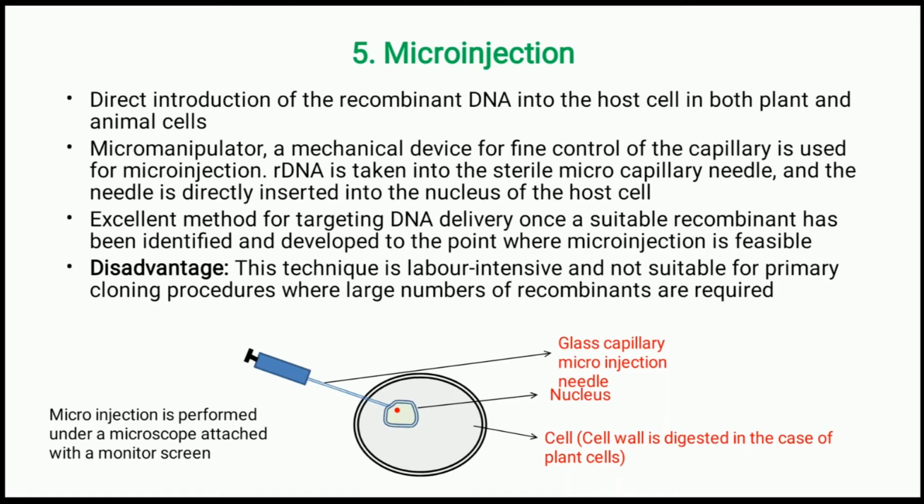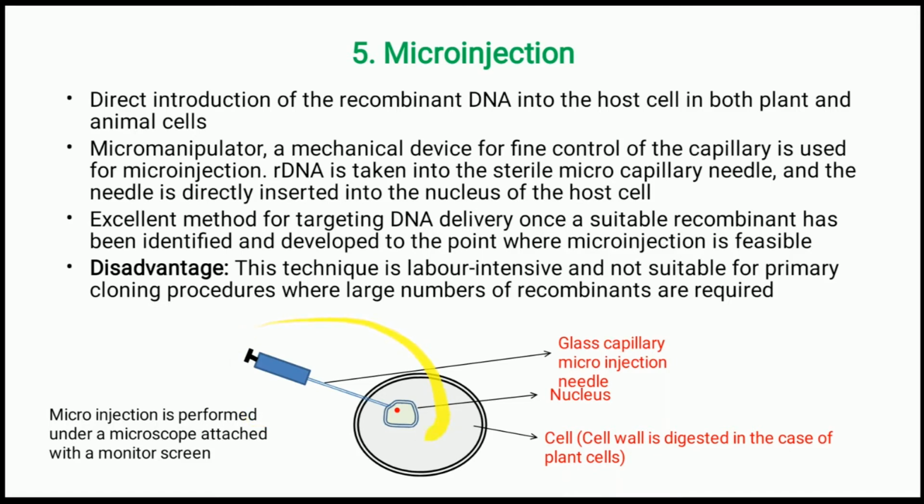The recombinant DNA is taken into the microcapillary needle, and the needle is fitted into the micromanipulators and directly inserted into the nucleus of the host cell. Usually this is performed under a microscope connected with a monitor with 5000x magnification, and this is an excellent method for targeting DNA delivery. A disadvantage of this technique is that it is labor intensive and not suitable for primary cloning procedures where a large number of recombinants are required. So this figure shows an explanation of microinjection.